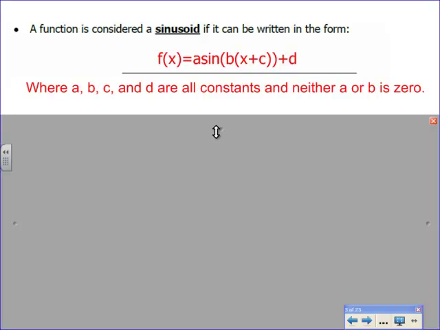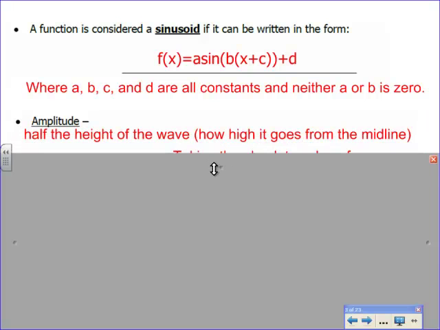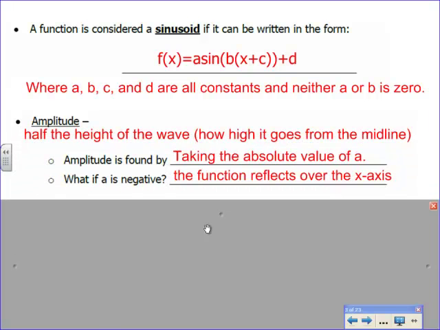Okay, we're going to talk about what these properties mean, what A, B, C, and D do to the function. A, C, and D are all things we talked about already in Unit 8. B is something new that will be introduced. We're going to start off by talking amplitude. That's A, amplitude. Half the height of the wave, so how high it goes from the midline. The normal amplitude of a sine curve would be 1 because it goes up to 1 and down to -1 from that middle centered line.